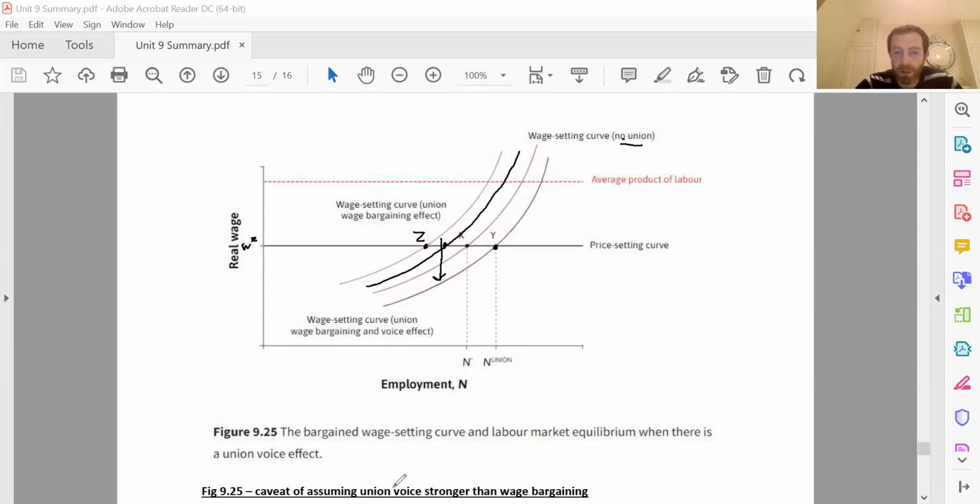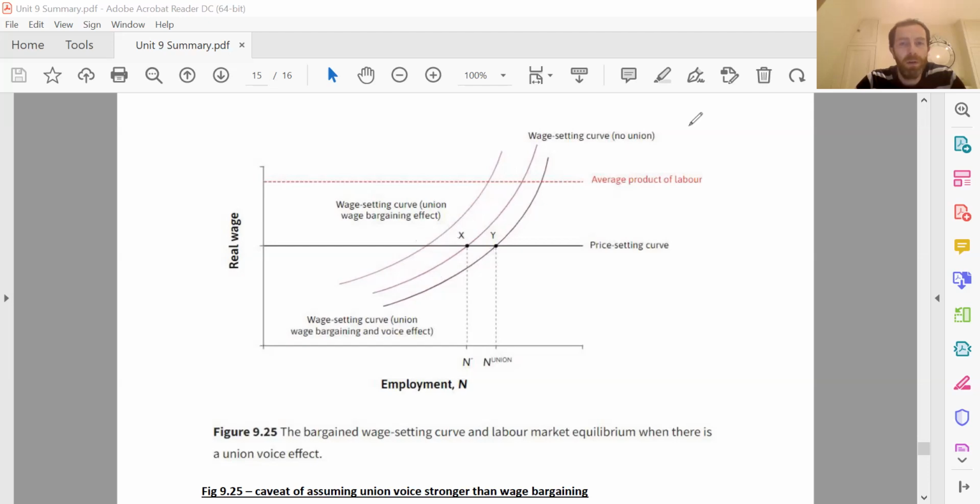And the big assumption here is that the union voice effect is much stronger than the wage bargaining effect. The idea is that that extra effort per hour, because of the union voice effect, is so big that it allows firms to bring their costs back down, and therefore achieve this point with a higher level of employment. So what would actually happen in these circumstances, we can't know, but this is how we could use the model to think it through.